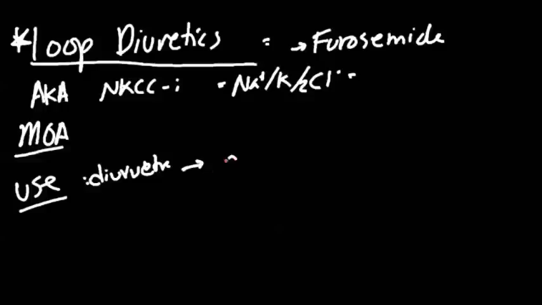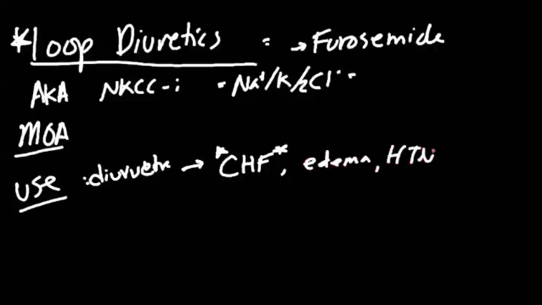However, it'll be used for chronic heart failure patients. If you hear chronic heart failure patients and they have high blood pressure, you're going to be thinking furosemide. You're going to be thinking loop diuretic. Also, if the patient has edema and hypertension, that's why you use diuretics. But also in heart failure patients, it'll decrease the workload of the heart.